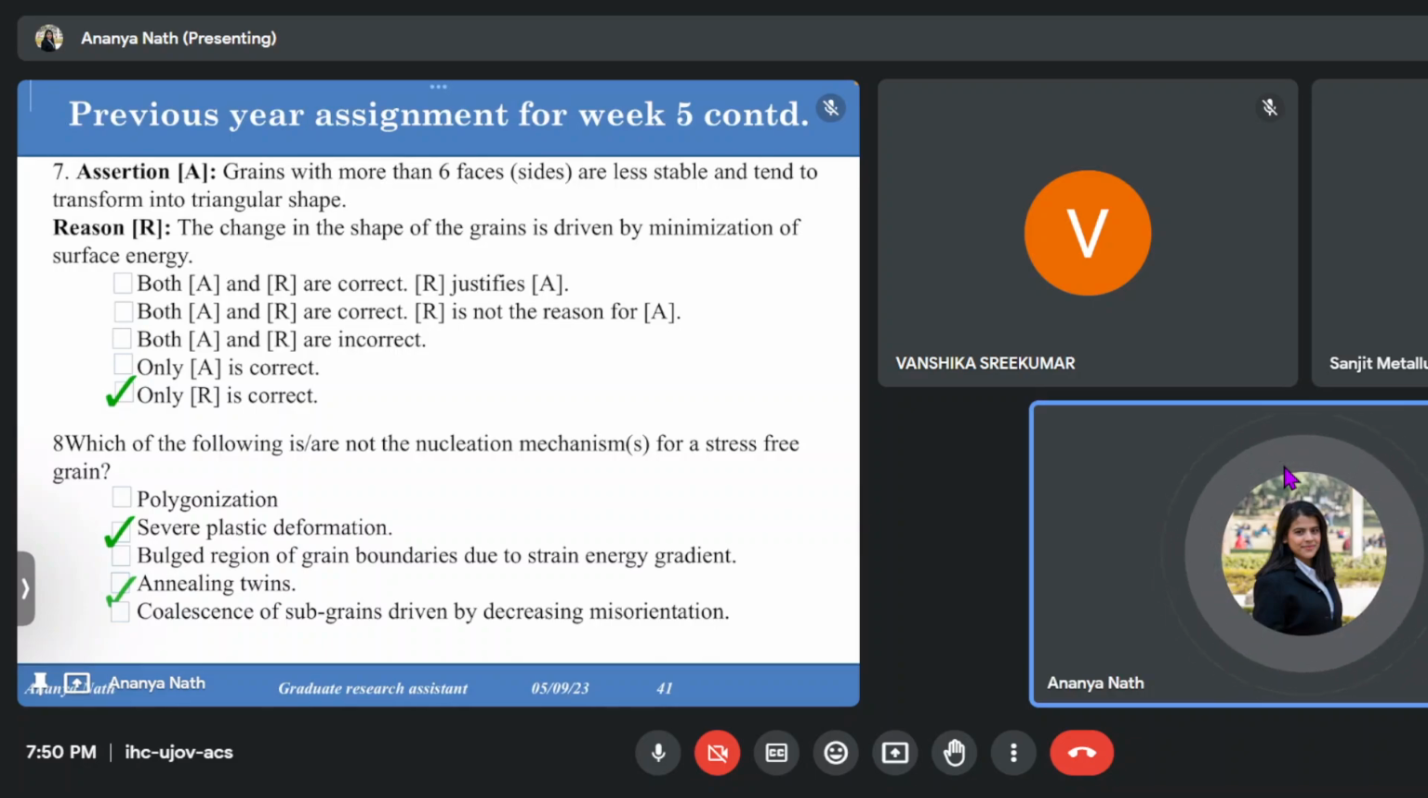Due to the nucleation mechanism, the Zener-Hollomon equation, the result was the twins, and severe plastic deformation is giving us the scope for nucleation for the new strain-free grains to get formed. But nucleation is not happening really because of the plastic deformation.